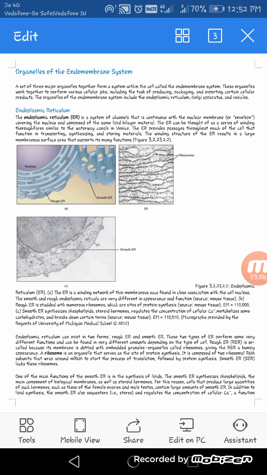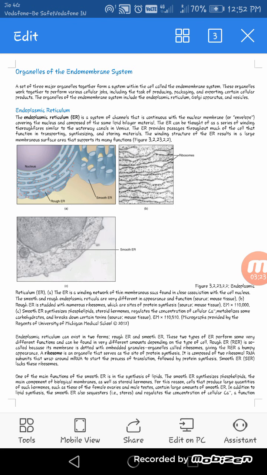Endoplasmic reticulum can exist in two forms, rough endoplasmic reticulum and smooth endoplasmic reticulum. These two types of ER perform very different functions and can be found in very different amounts depending on the type of the cell.